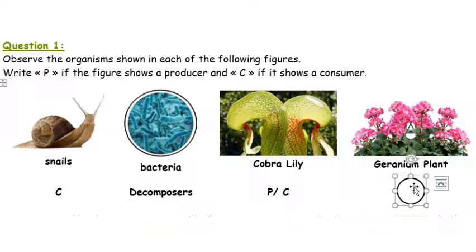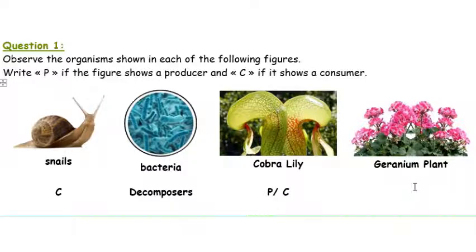The geranium plant is a green plant, and we said that green plants take carbon dioxide from the air, they use water from the soil, they put them together and use the sunlight energy to cook a kind of sugar that they feed on through a food making process called photosynthesis. So this is a producer.